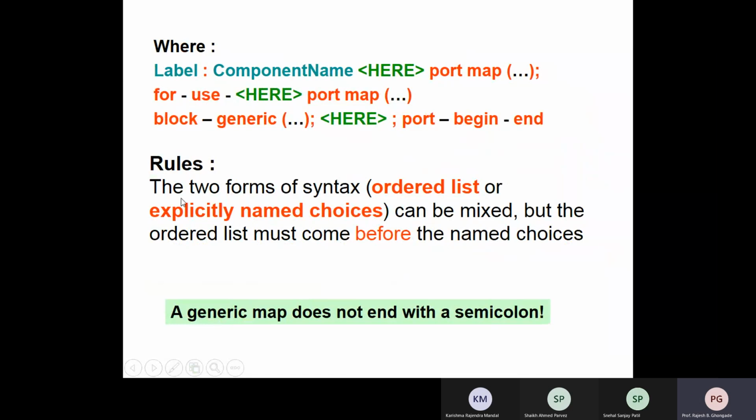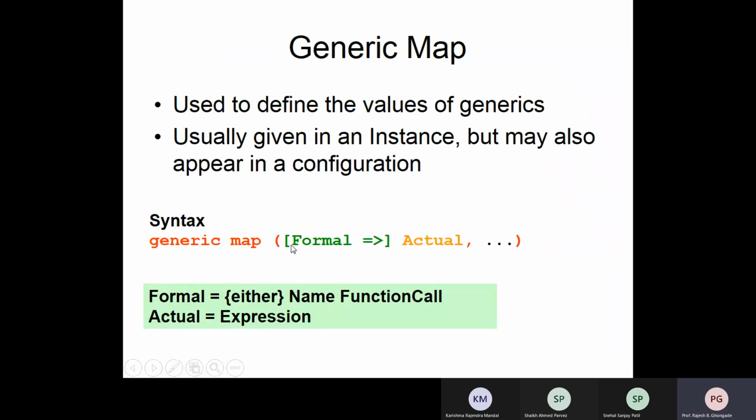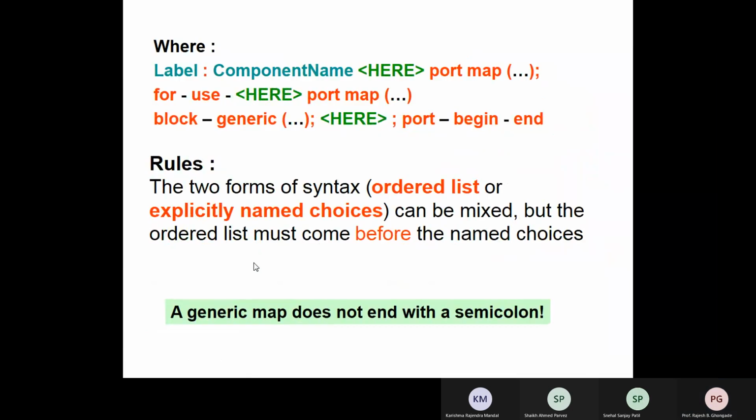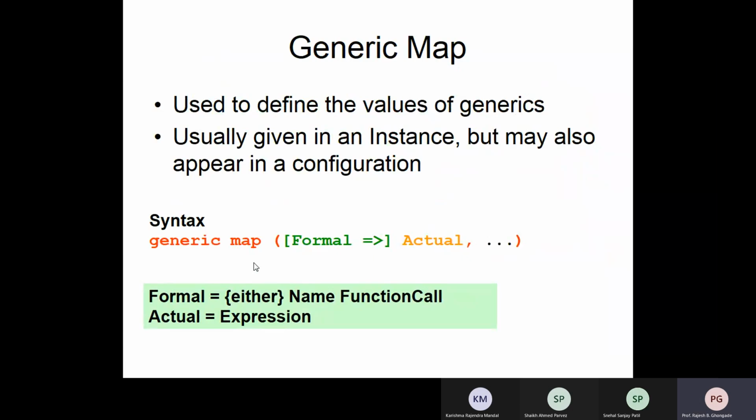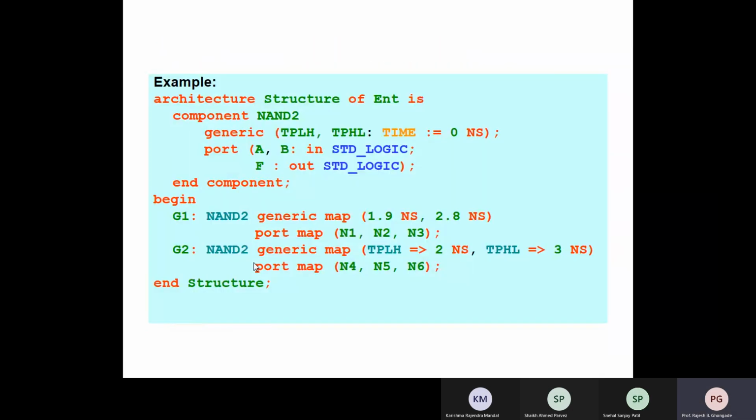Just remember this. What are the rules? The two forms of syntax, ordered list or explicitly named choices, can be mixed, but the ordered list must come before the named choices. As I said, there are two ways in which you can have this mapping. You can have mixed mode also, but I recommend that you use only one. Remember that the generic map does not end with a semicolon. So we'll see with an example.